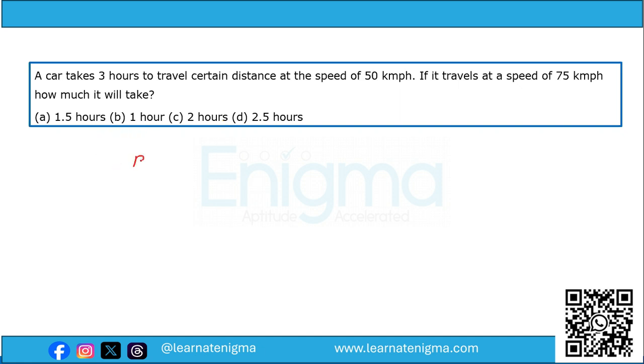Now, we have the original speed as 50 kilometers per hour and the new speed as 75 kilometers per hour. So we can say that the ratio of speeds is equal to 2 is to 3. So for a constant distance, the ratio of the corresponding times will be the reverse, that is 3 is to 2.